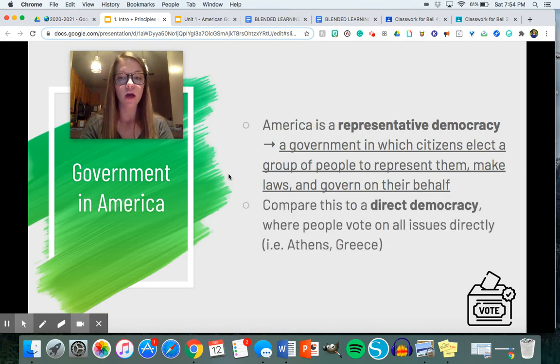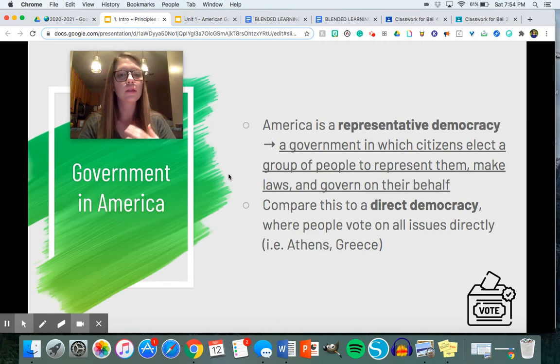And compare this to a direct democracy, where people vote on all issues directly, like in Athens, Greece. So that's not how we do things here because really our country's huge. There's too many people. It's just not feasible. It doesn't work. So the way that our government is set up is you elect people to represent you and your interests. They are supposed to represent the will of the people once they are in power. And they're the ones that actually make the laws.